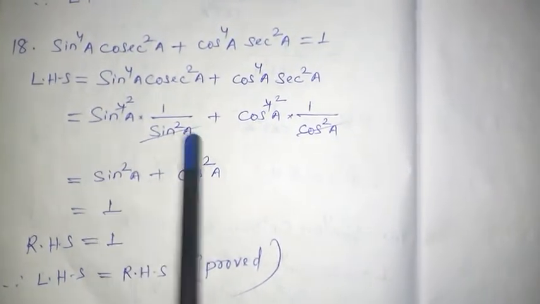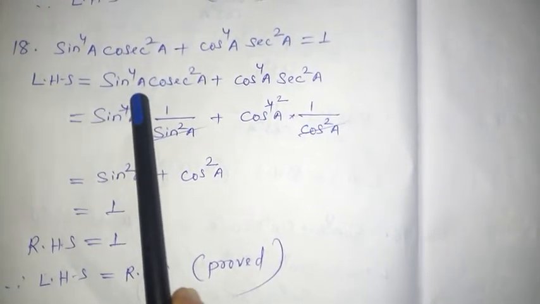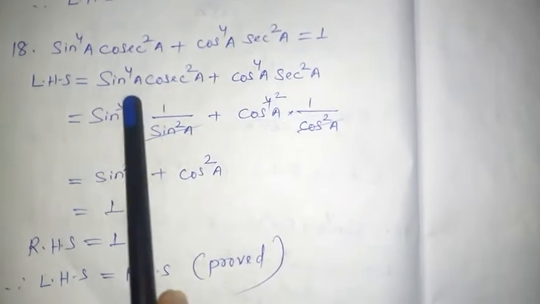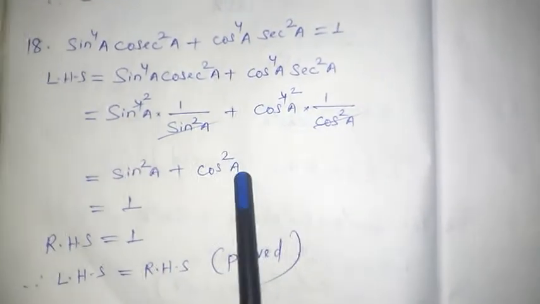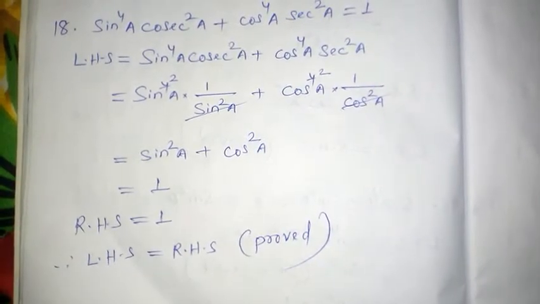And I can cancel the same coefficient. This whole portion will cancel, and power 4 will become 2 because it is 4 and it is 2. So 2 will remain. So sin square a plus cos square a will remain, which is equal to 1. RHS equals 1. LHS equals RHS, proved.